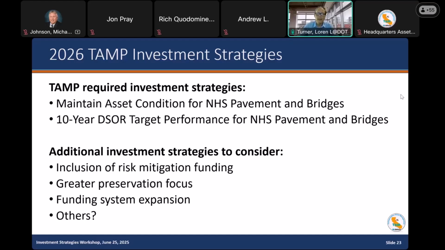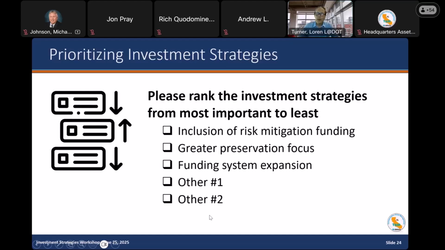Next slide, please. So we're going to do a poll. What we were envisioning here was that we would have had some suggestions for different ideas put forth by the group, and that we would put them all in a poll, giving us an opportunity to interact, take a look, and rank from highest to lowest what investment strategy or strategies we should consider in addition to the two that are required of the TAMP.